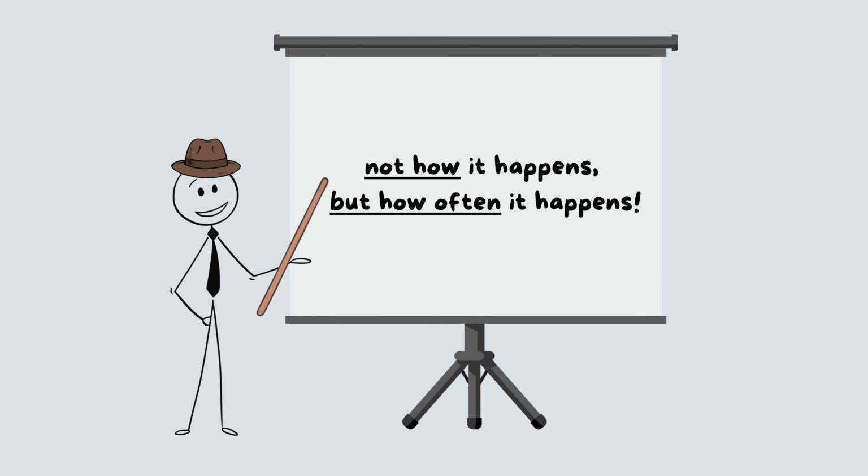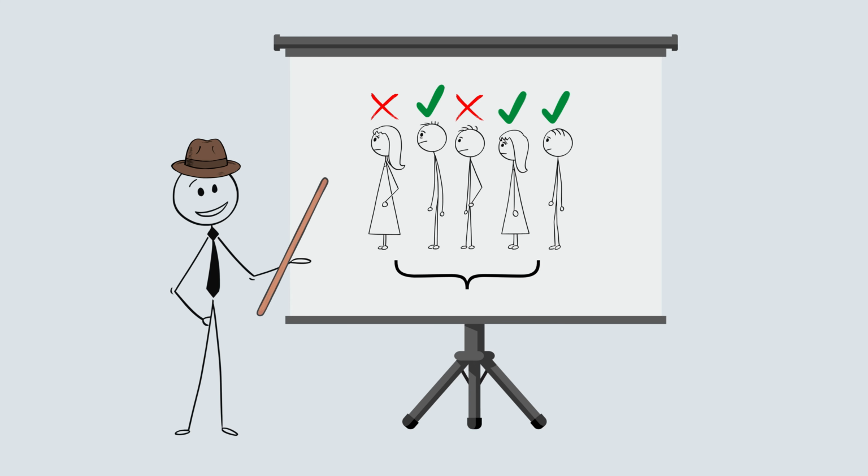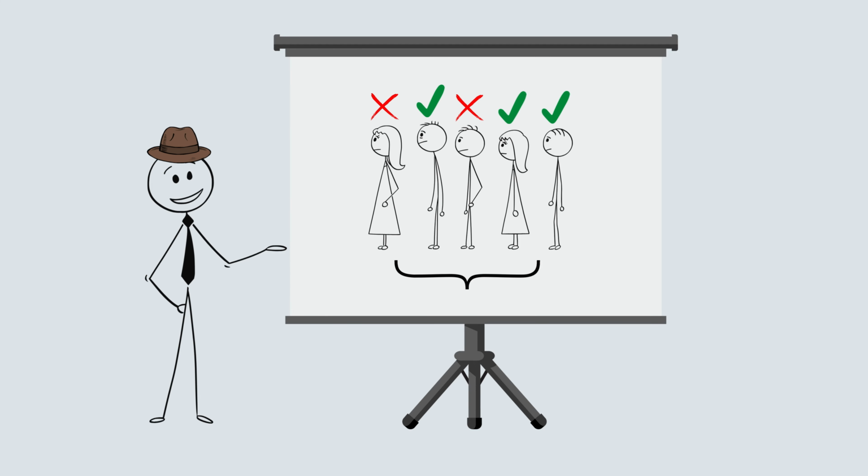This already tells us something important. We are not modeling how success happens. We are only modeling how often it happens. All microscopic details are ignored. Only the final count matters. That is why the binomial model is so general.